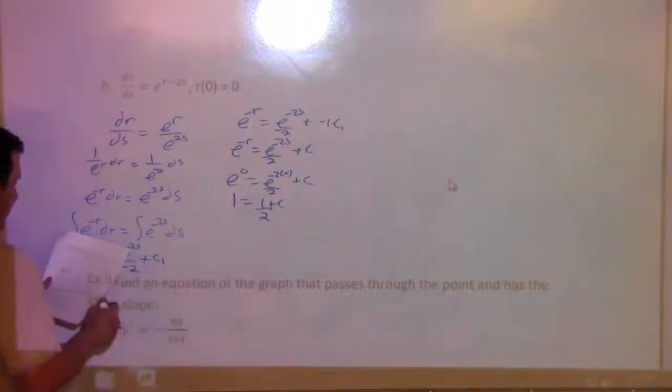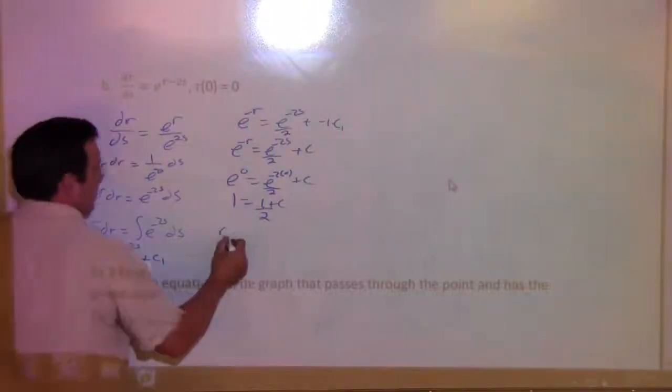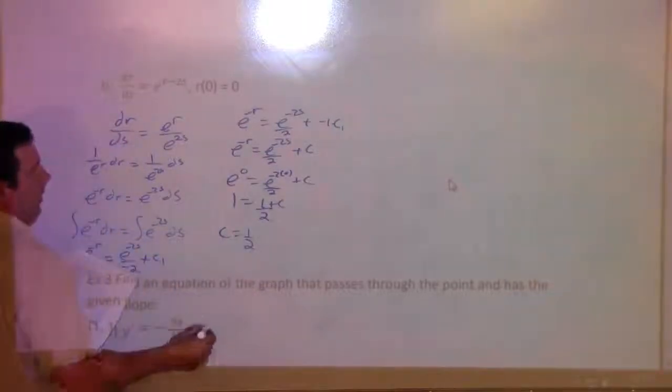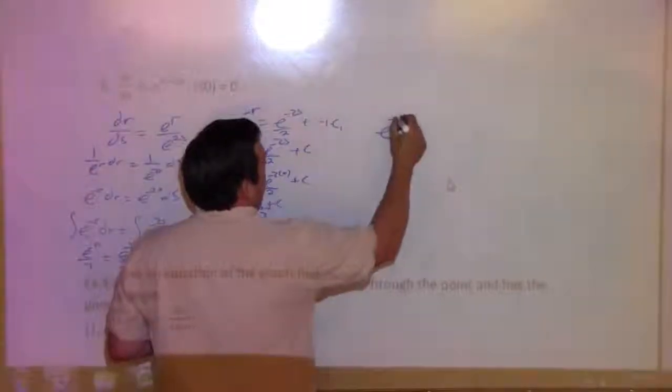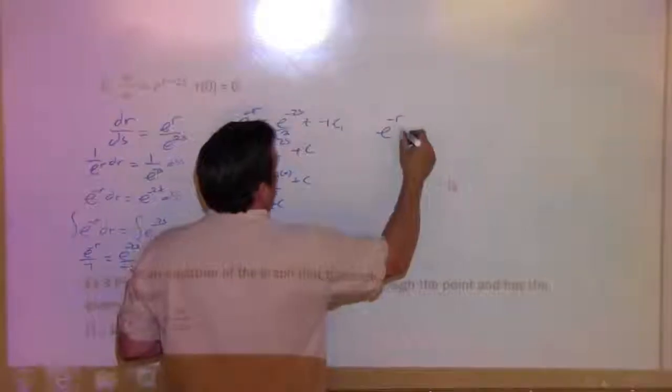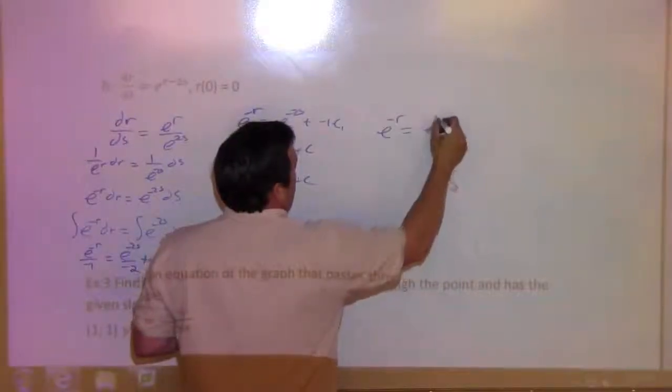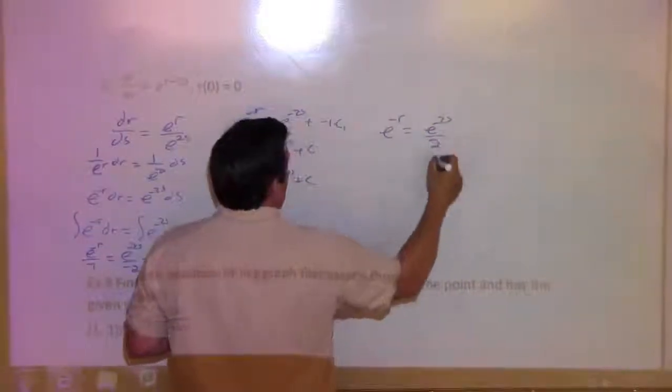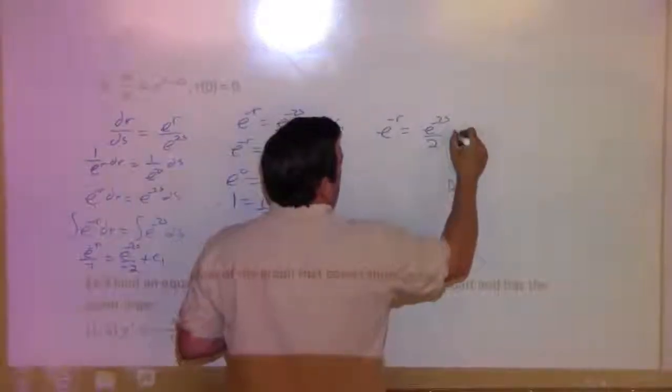Okay. So c is 1/2. So e to the negative r equals e to the negative 2s over 2 plus 1/2.